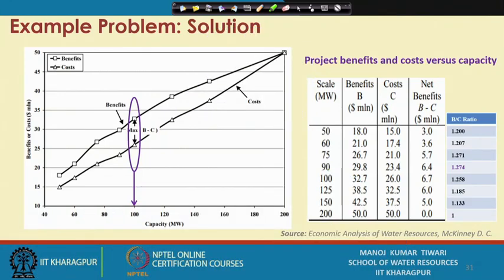This is the scale of capacity and this is the benefit or cost. The upper ones, the squares, are the benefits and the triangular ones are the cost. Now, as the capacity is increasing, the benefit is increasing, the cost is also increasing, but the difference is maximum here at 100 megawatt. So, this 100 megawatt is giving the highest difference in benefit and cost.